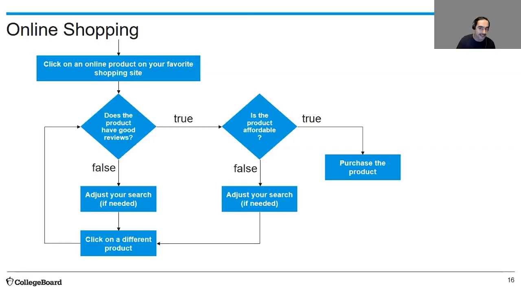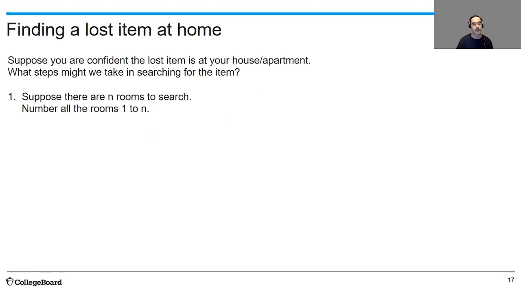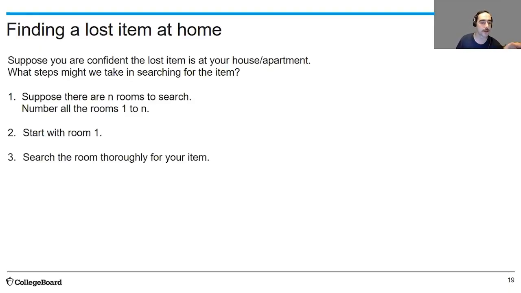Let's take a look at a second example. Suppose that we're trying to find a lost item at home. I know this happens to me a lot: did I leave it at home, or did I leave it somewhere else? But let's just say you're very confident that you left it at your house. So what steps might we take? I gave you a little starter idea there: if you have N rooms to search, go ahead and number all the rooms 1 to N. Then start with room 1, and search that room thoroughly for your item.